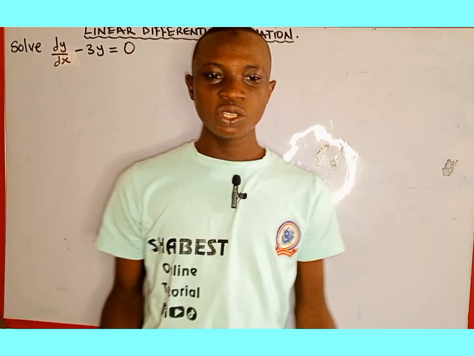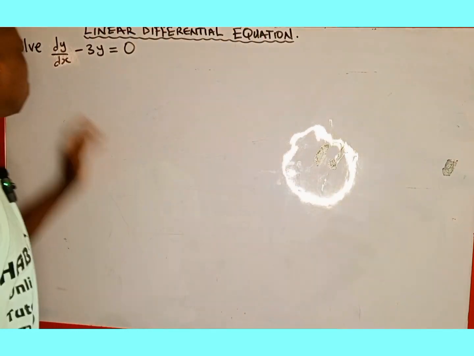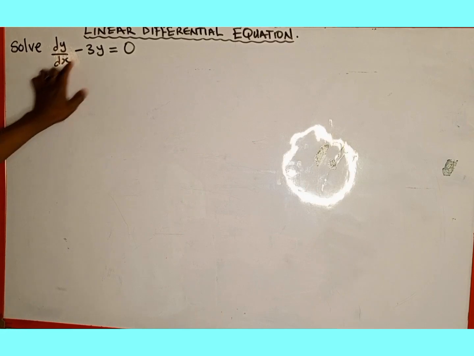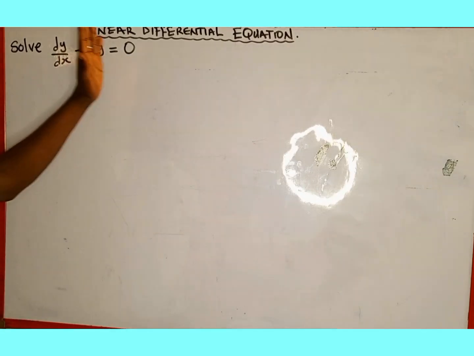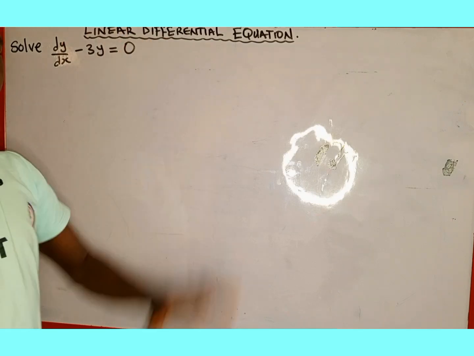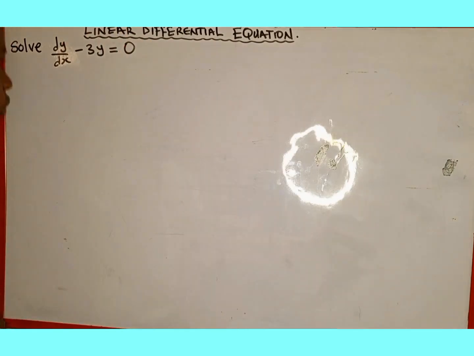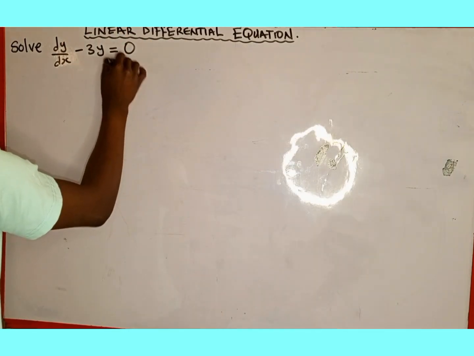So the question on the board here reads, we're asked to solve dy over dx minus 3y is equal to 0 using the method of linear differential equation. So let's get started. Solution.